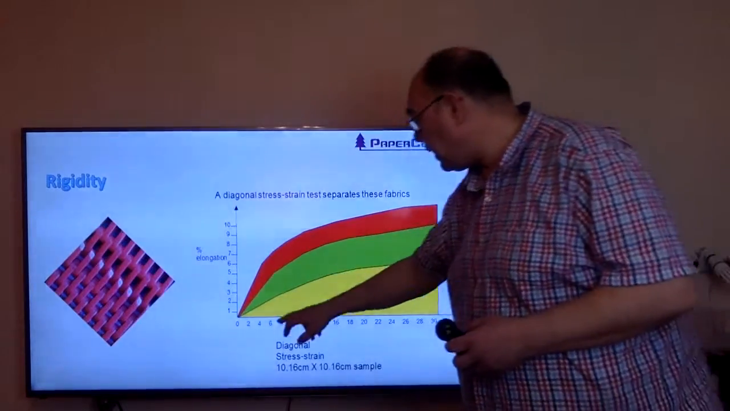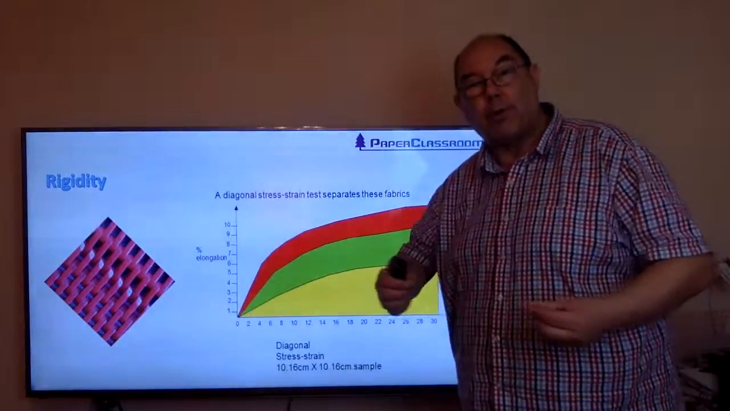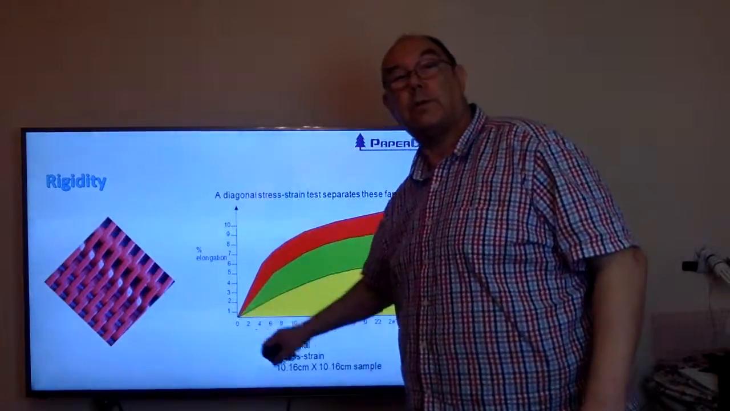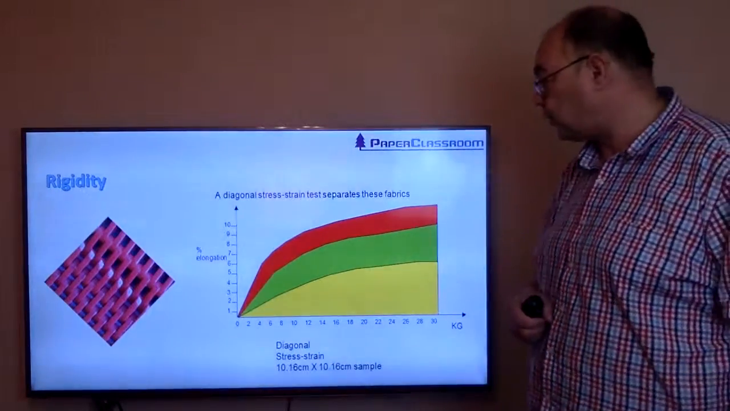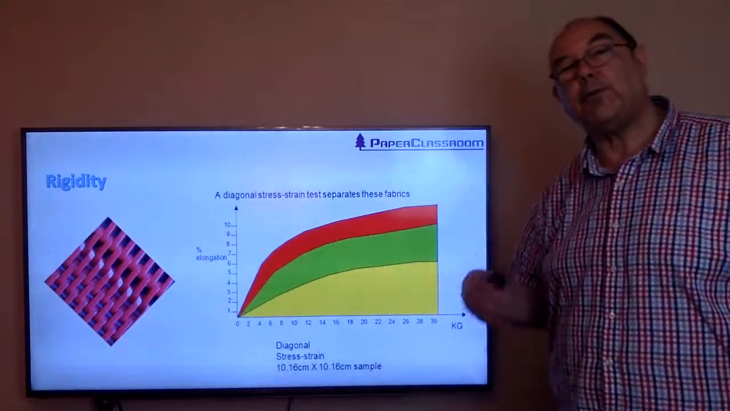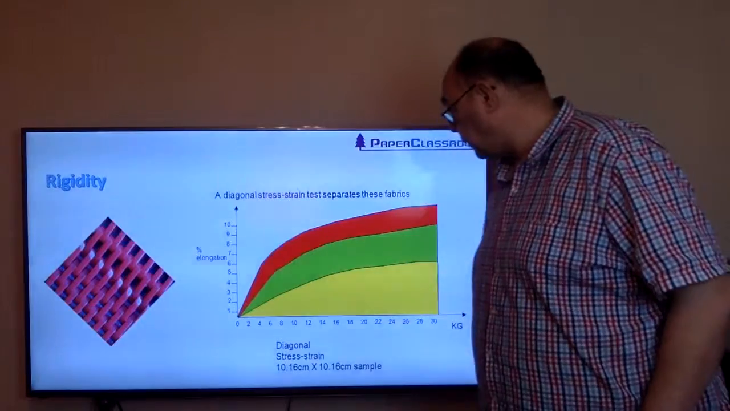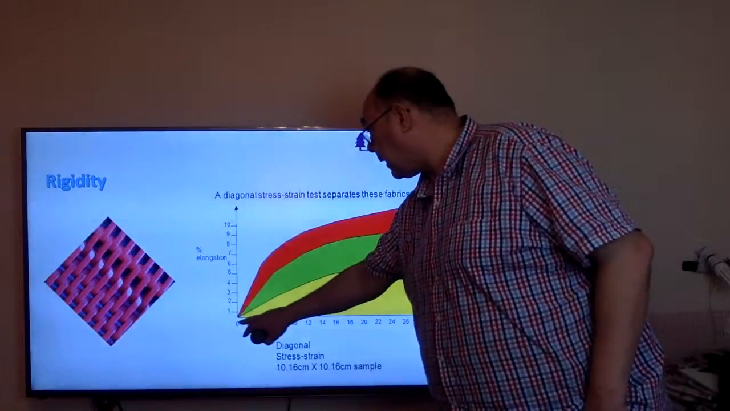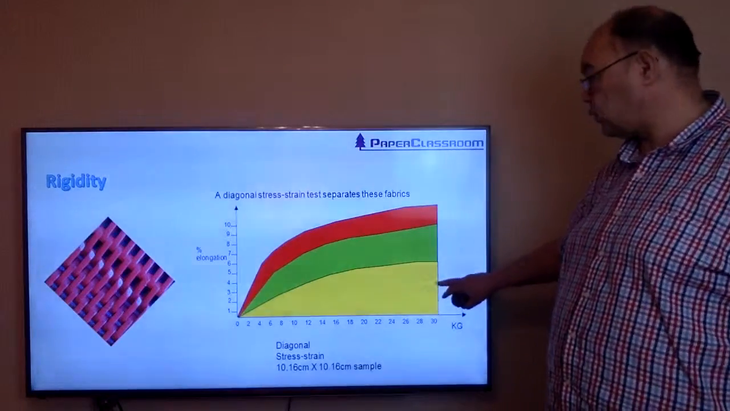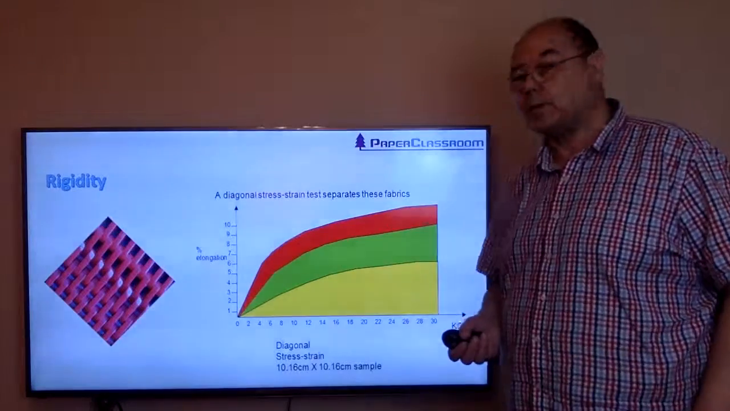So what you can see here is this is the force we're applying to stretch the fabric, and this is how much percent wise the fabric has stretched. And what you see is we've got three distinct areas here, for three different types of fabrics. If you look at the yellow zone, then we are pulling quite hard, but it isn't stretching very much. So these are very rigid fabrics.